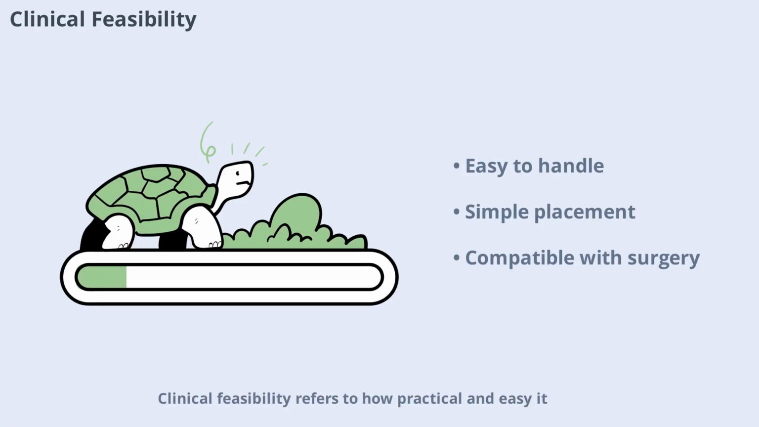Clinical feasibility refers to how practical and easy it is to use the bone graft material during surgery. The material should be easy to handle, shape, and place into the defect site. It should also be compatible with standard surgical techniques and not require overly complex procedures. This ensures that the graft can be used efficiently in a variety of clinical situations, benefiting both the surgeon and the patient.